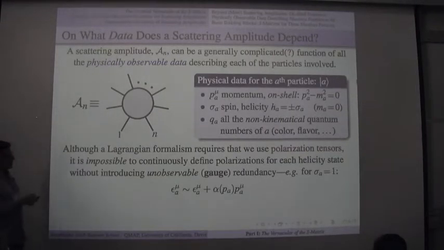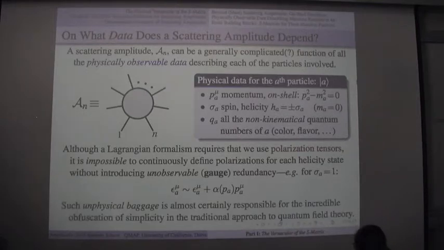And for spin 1, for example, the fact that polarizations are not unique, that they're specified up to an equivalence, that you can at best specify a representative of an equivalence class, is kind of a big problem computationally. And I think that from the modern perspective, it's this kind of unphysical baggage that is almost certainly responsible for the complexities, the unnecessary complexities of the Feynman expansion.